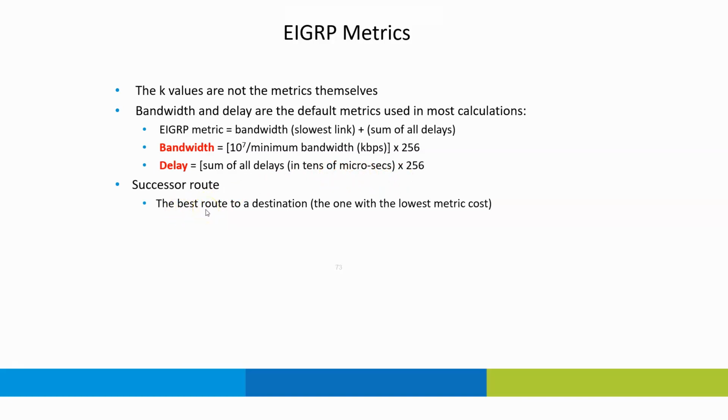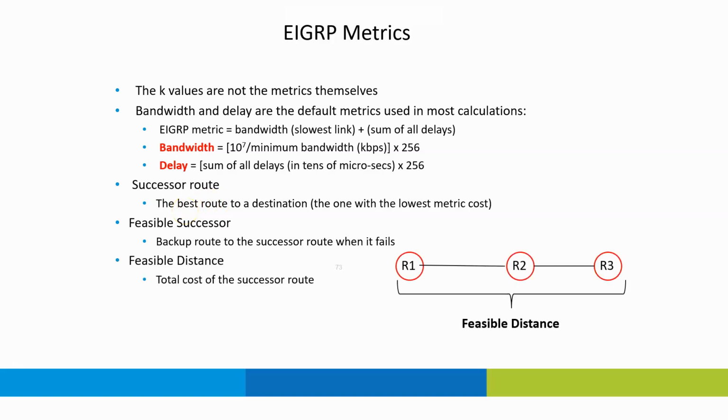Successor route is the best route to the destination, one with the lowest metric cost. A feasible successor goes into the topology table. It's a backup route. If the successor fails, the feasible successor will immediately take over for these things.